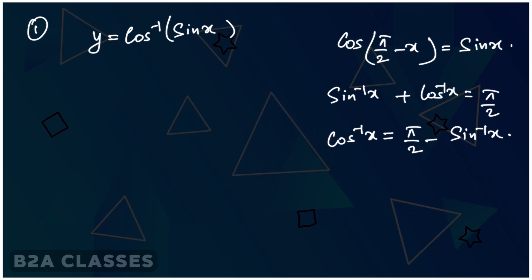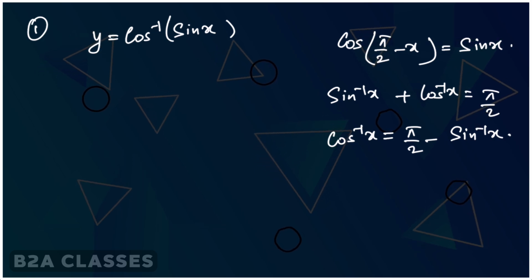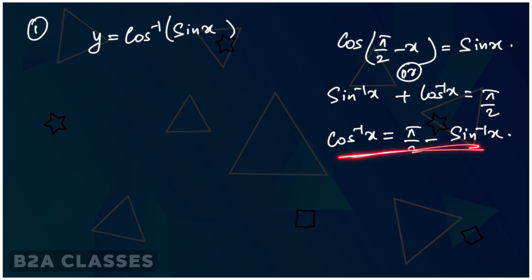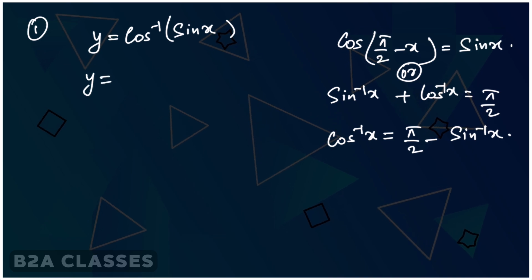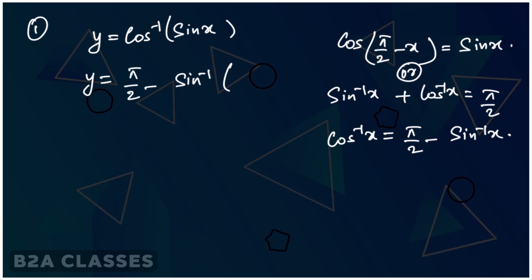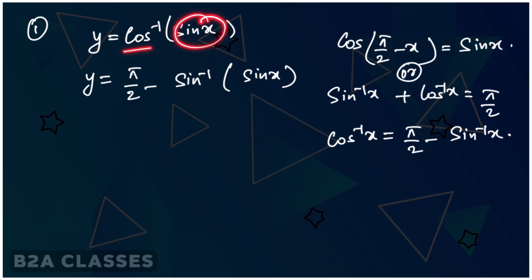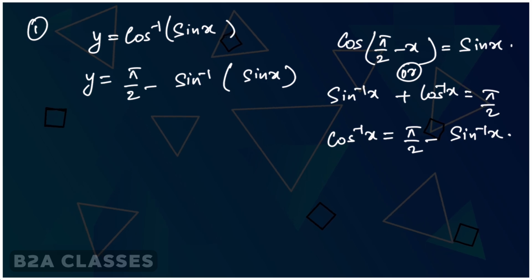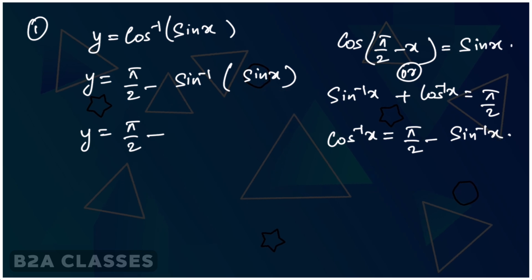And by assuming this as x, we can apply this formula. So we can use any of the formulas to solve this problem. So if I use this formula, what will I get? Suppose this is x for me. So cos inverse x will be pi by 2 minus sin inverse x. This whole thing was x for me. So cos inverse x is pi by 2 minus sin inverse x. Okay? So we will get y equal to pi by 2 minus sin inverse of sin x, which will be x.